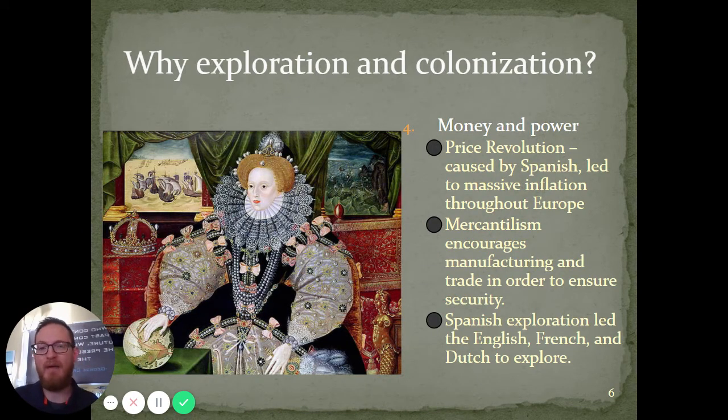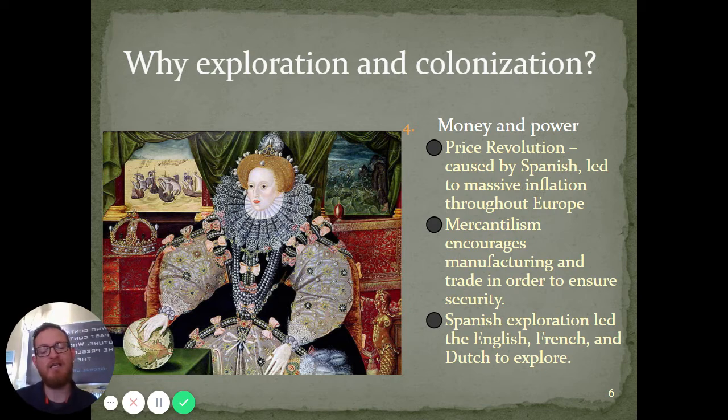Also, four, money and power. Everything really, in the end, comes back to money and power in some way. You'd have the price revolution, which would be caused by the Spanish. That would lead to a lot of inflation throughout Europe, which again would leave people to look to go elsewhere. Mercantilism would encourage manufacturing and trade in order to ensure security.